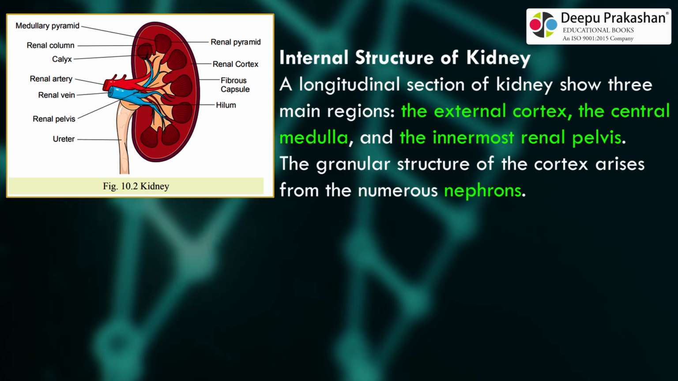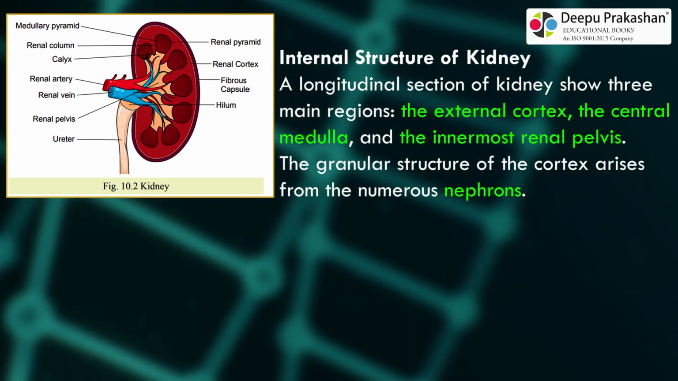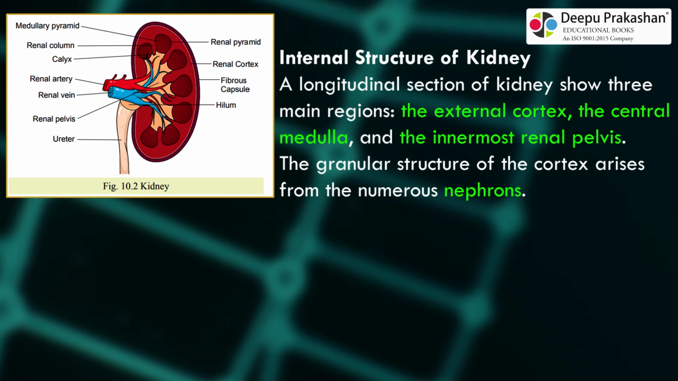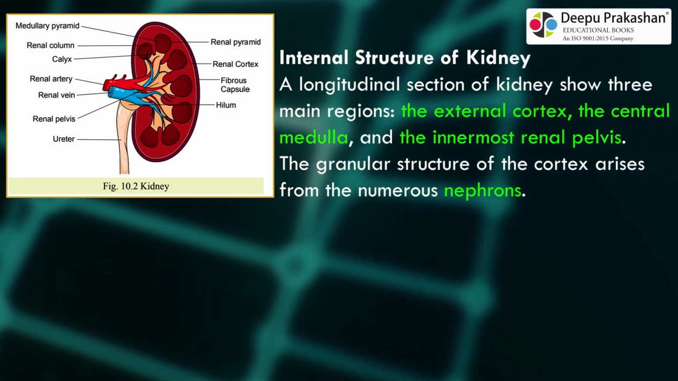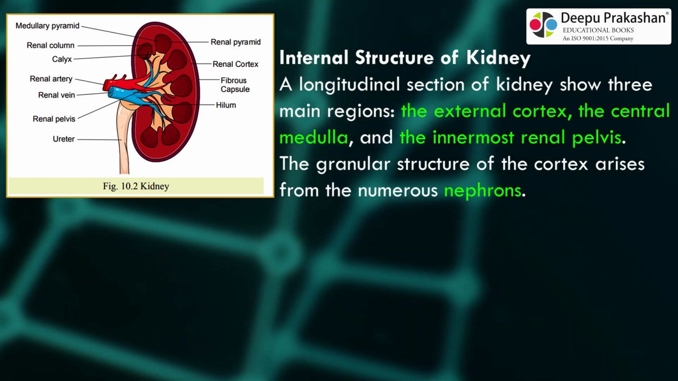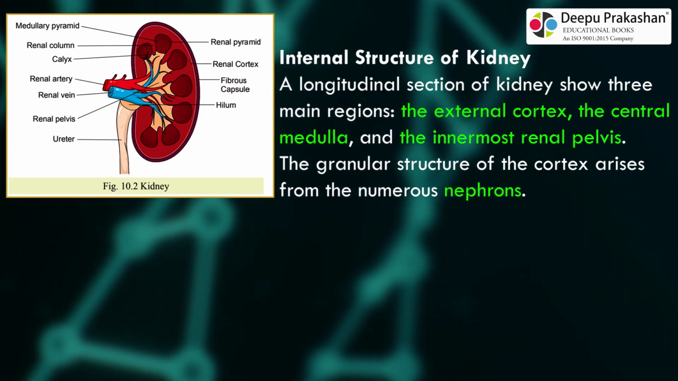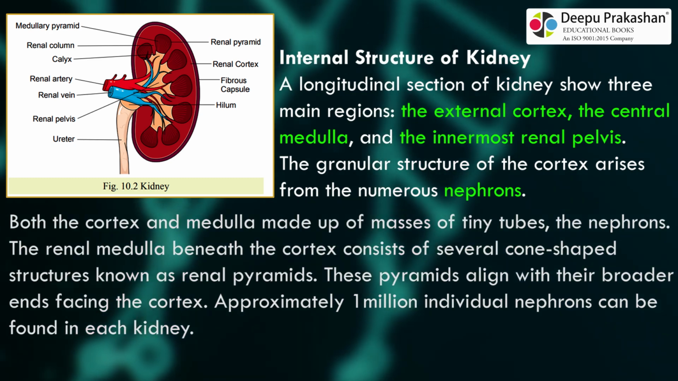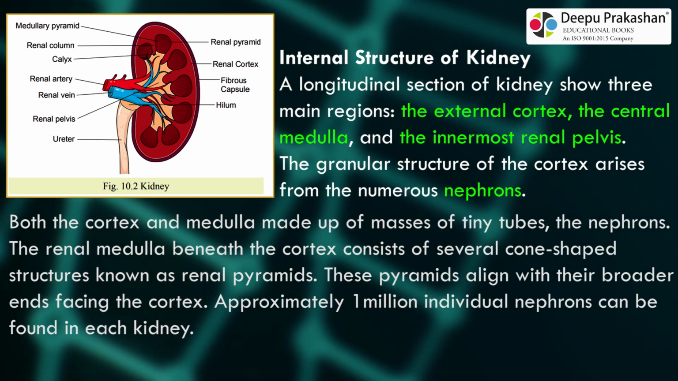Internal structure of kidney. A longitudinal section of the kidney shows three main regions: the external cortex, the central medulla, and the innermost renal pelvis. The granular structure of the cortex arises from the numerous nephrons. Both the cortex and medulla are made up of masses of tiny tubes, the nephrons.